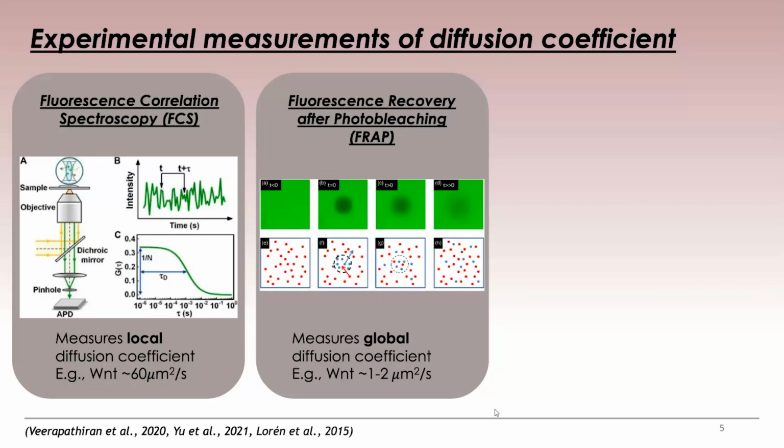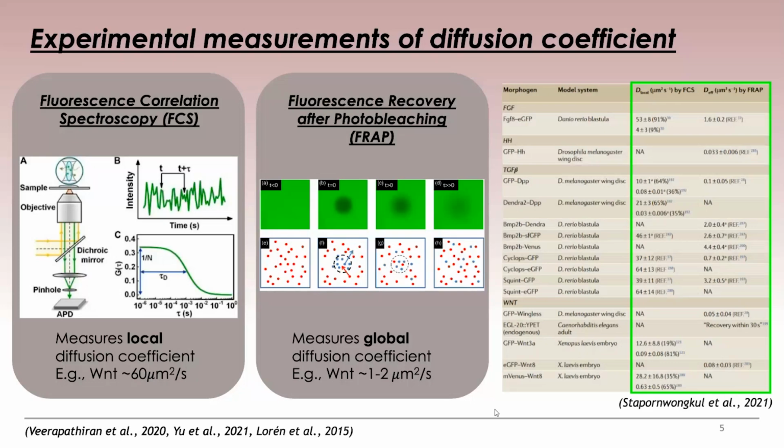So experimentally, these values have been found to differ massively. For example, the Wnt morphogen in zebrafish is measured to be around 60 microns squared per second using FCS. That's because the region is so small that we are measuring the local diffusion coefficient of the particles. Whereas using FRAP, it's measured to be only around 1 to 2 microns squared per second. This is because you are looking at a much larger area in the tissue, so you are looking at diffusion at the tissue scale and in the more global sense.